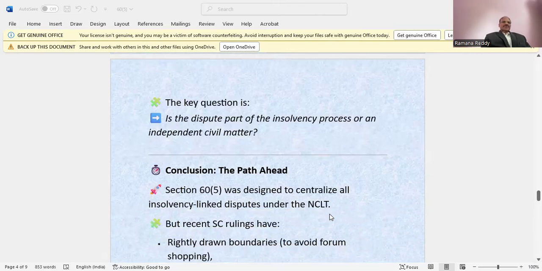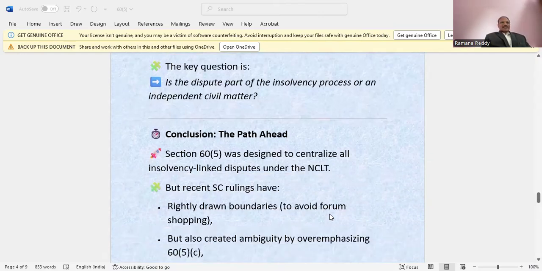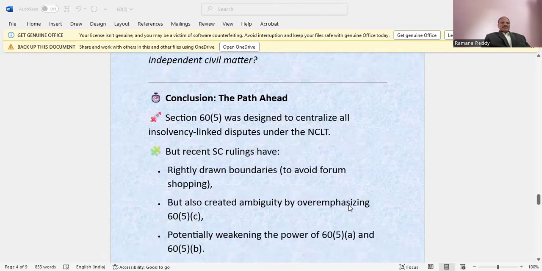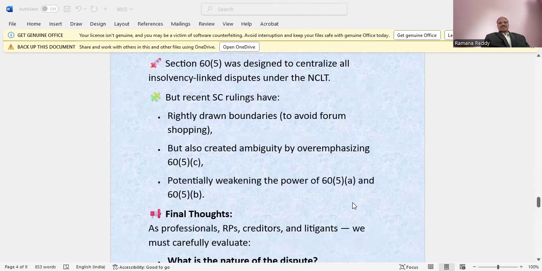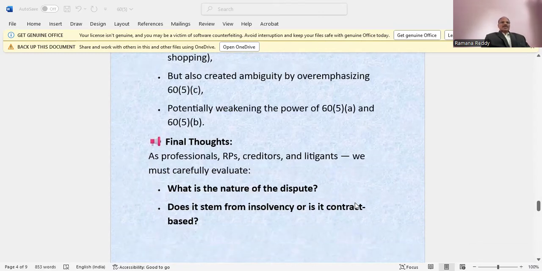This is the question. So the conclusion, the path ahead: Section 60, subsection 5 was designed to centralize all insolvency linked disputes under NCLT. But recent rulings have rightly drawn boundaries to avoid forum shopping, but there is also some ambiguity because of the focus on 60, subsection 5C. It may weaken the power of Section 5A and 5B.